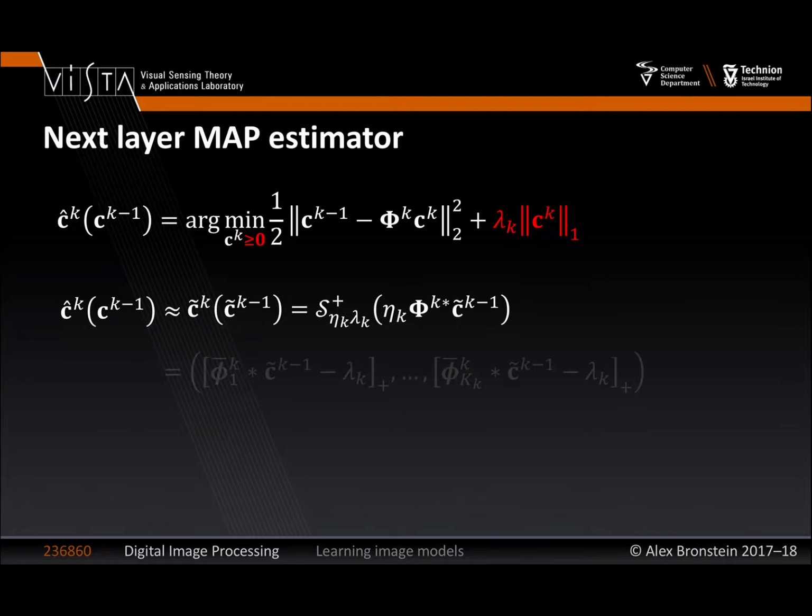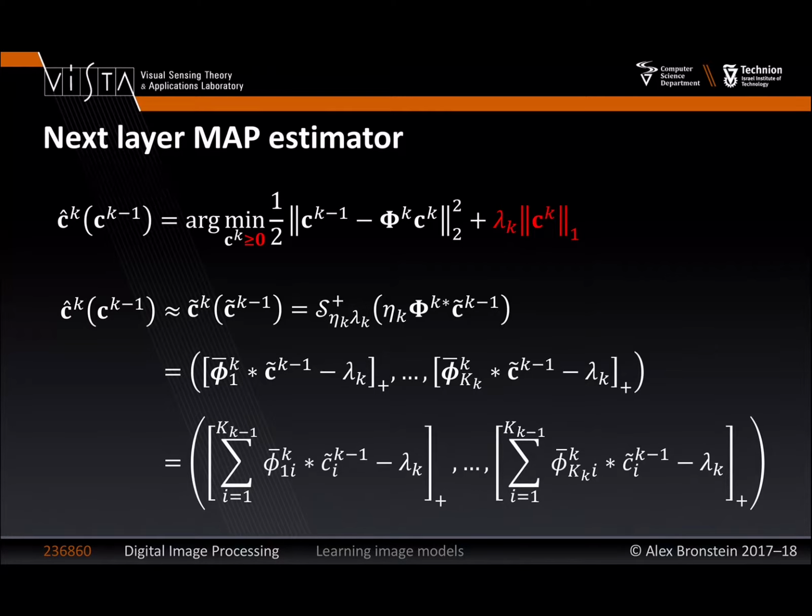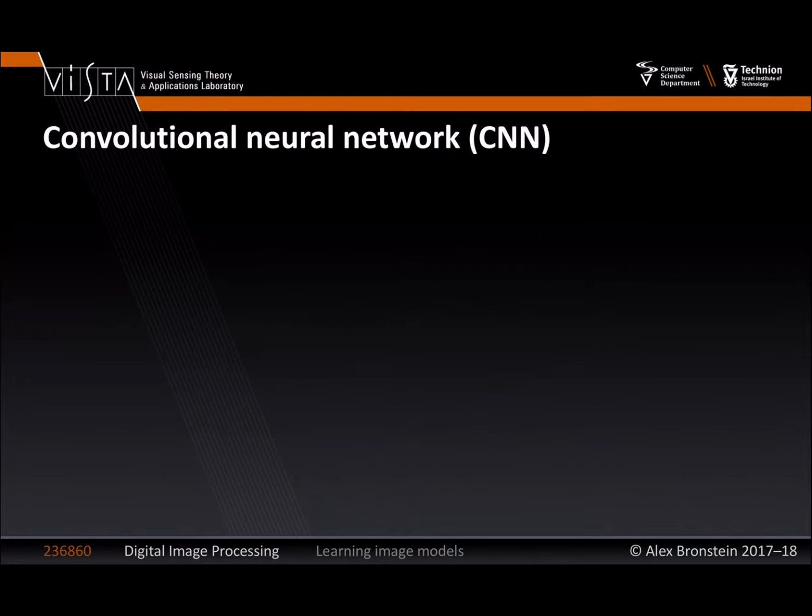So again, I'm applying one ISTA iteration. This is how my coefficients are going to look like. This is writing the things explicitly. Okay, so this sum pops up because I have again vector valued atoms. Okay, so basically, let's see what we did.